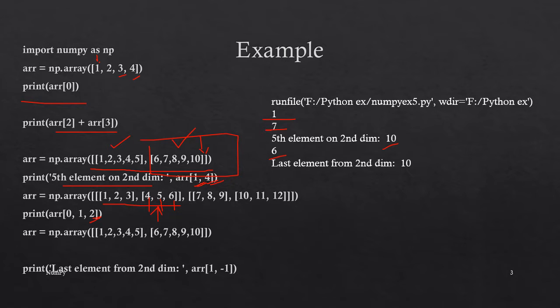Again, see the next example. Here again we are creating an n-dimensional array. We are printing the last element from the second dimension. So we need the second dimension, so the first parameter should be 1. And we need to print the last element, so we can use the location as -1. So -1 is always used to refer to the last element in case of list, array and all in Python. So this is a simple example showing how we can refer to array elements by indexing.